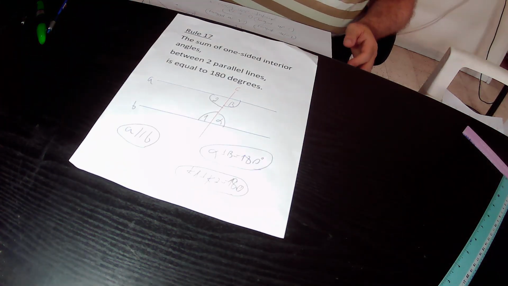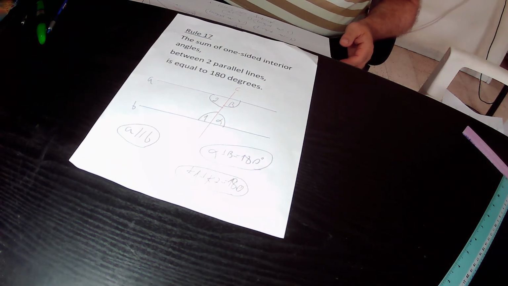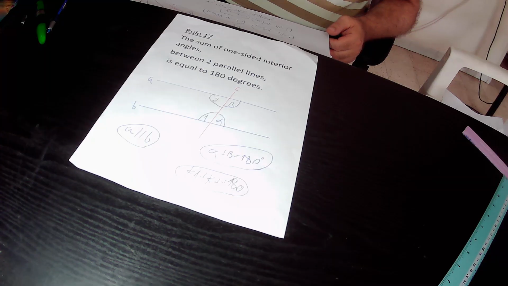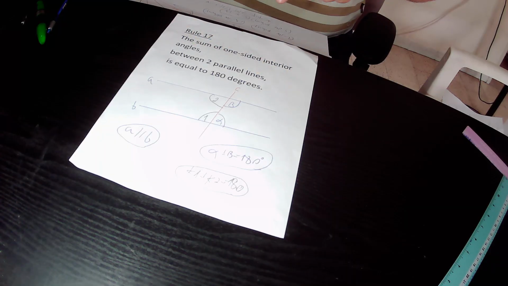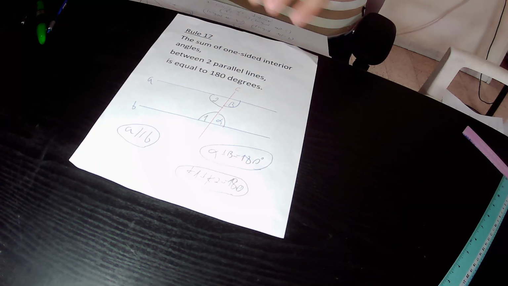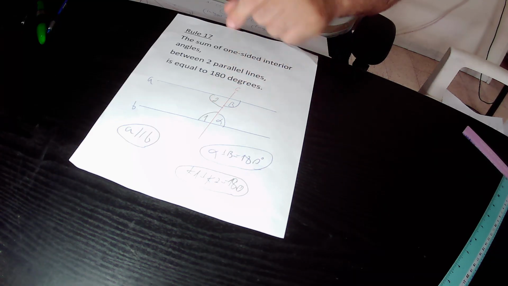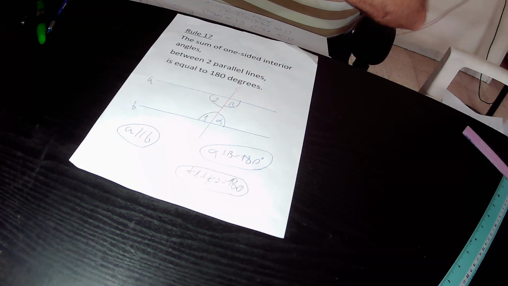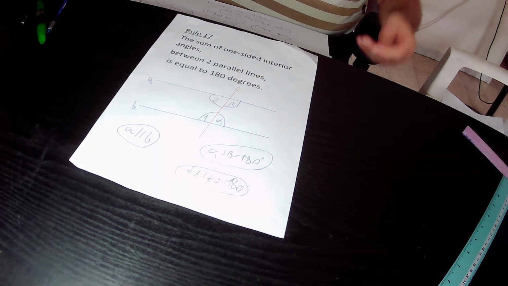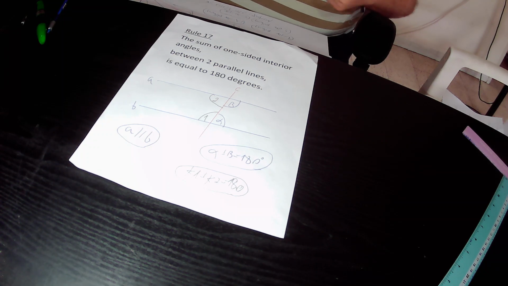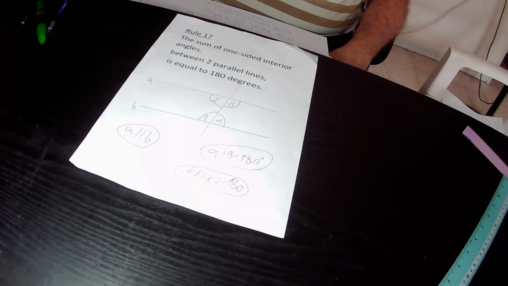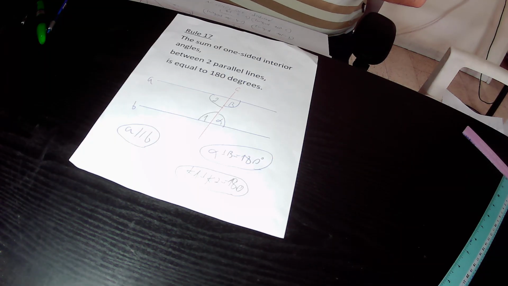According to rule 17, the sum of one-sided interior angles between two parallel lines is equal to 180 degrees. So in the domain we have line A that is parallel to line B, and we have this red line C that intersects those two lines A and B at two points, and we also have those 2 angles alpha and beta. Those 2 angles alpha and beta are defined as one-sided interior angles, and according to rule 17, the sum of one-sided interior angles is equal to 180 degrees. That is to say, alpha plus beta equals 180 degrees.